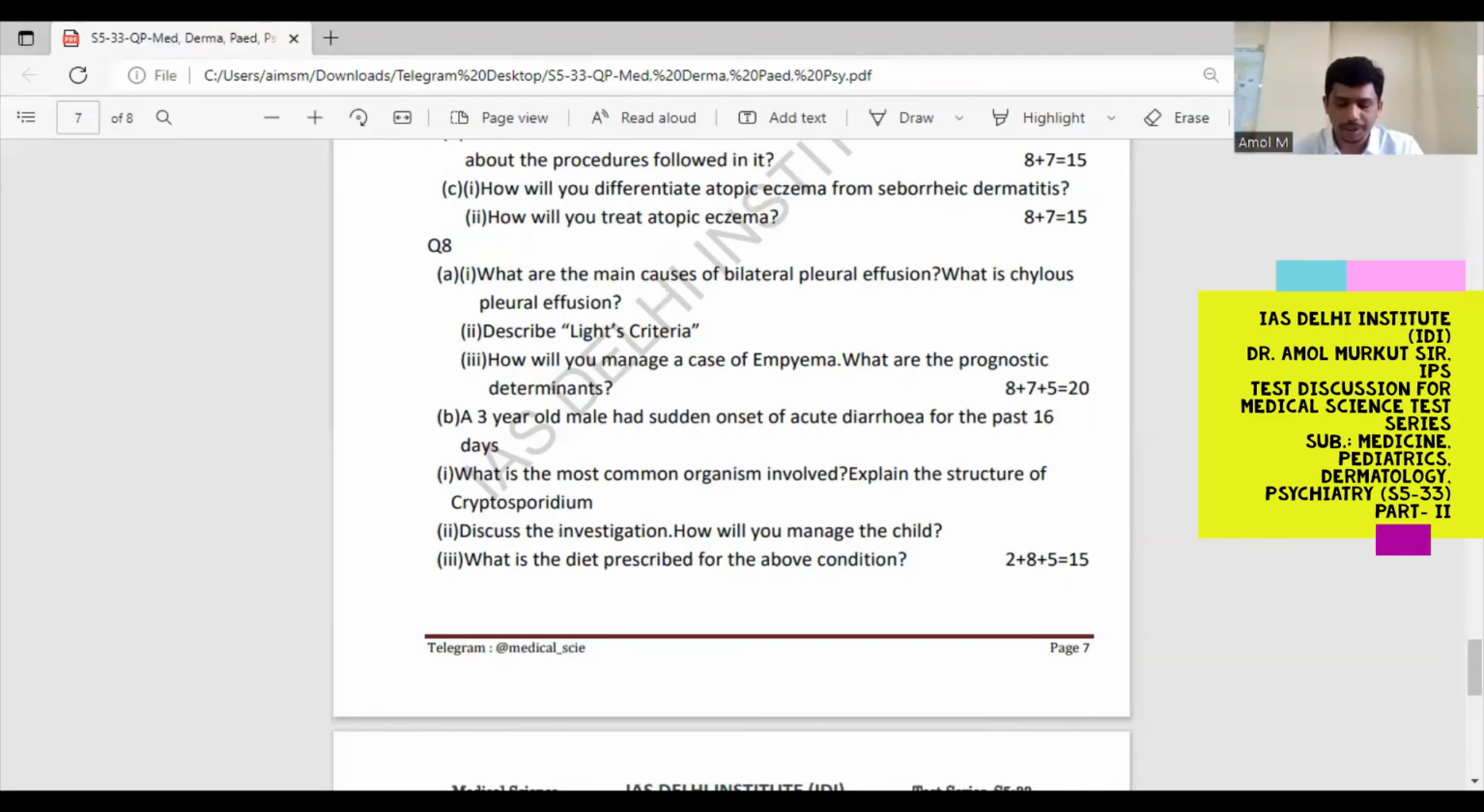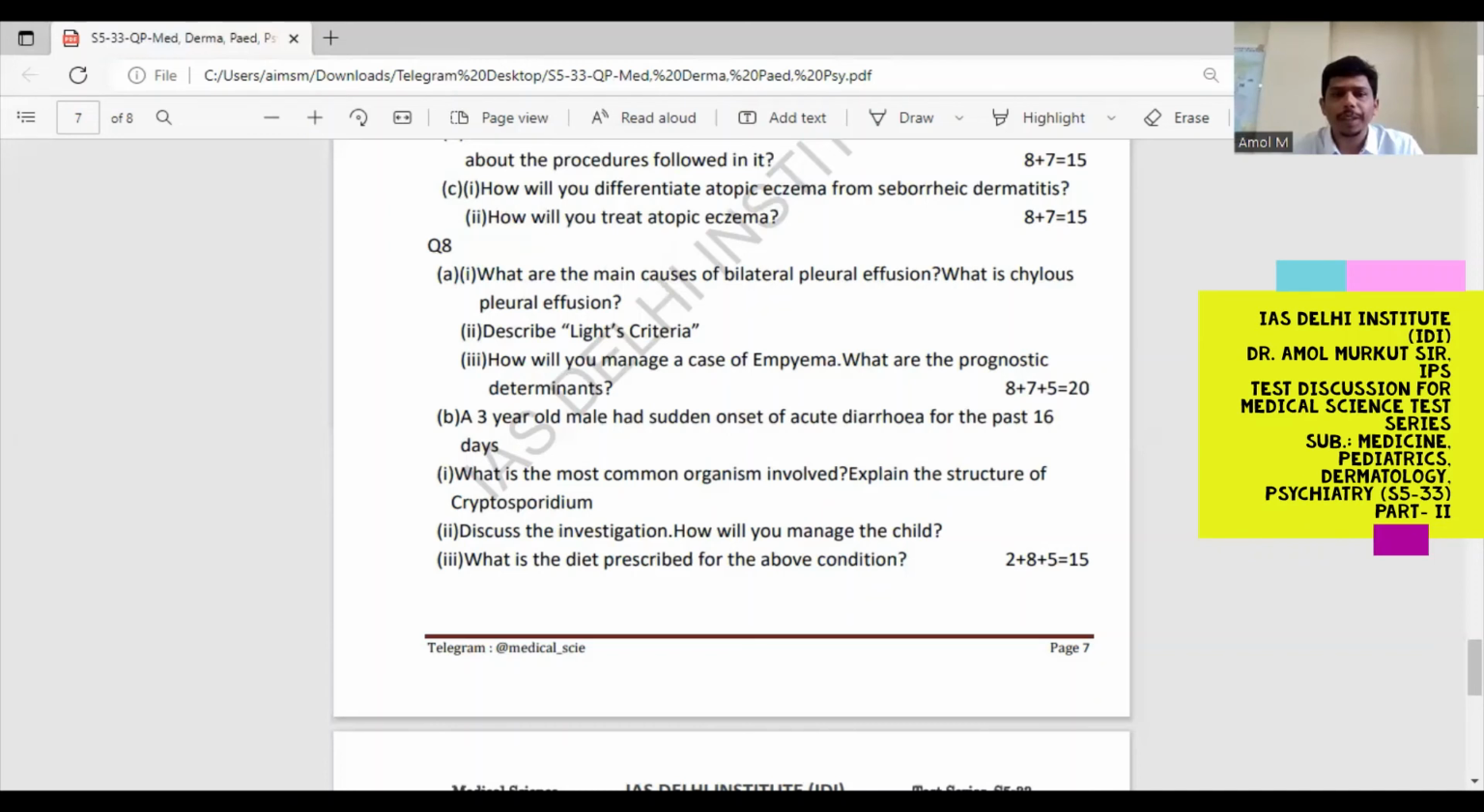The next question: a 3-year-old male had sudden onset of acute diarrhea for the past 16 days. What is the most common organism involved? Explain the structure of cryptosporidium. It is a persistent diarrhea. It is not chronic diarrhea. It is not acute because it has gone on for more than 14 days. It is a persistent diarrhea now.